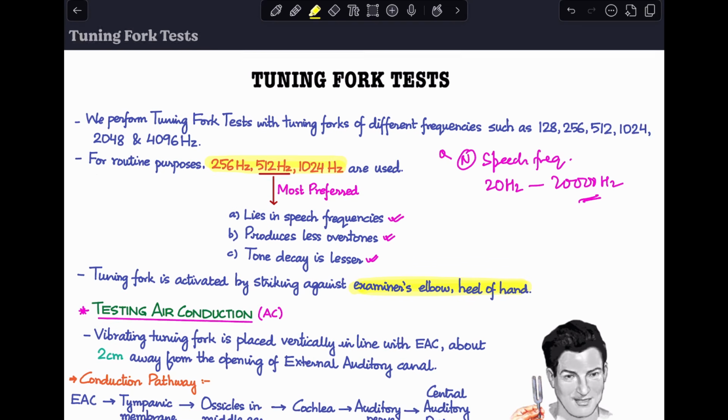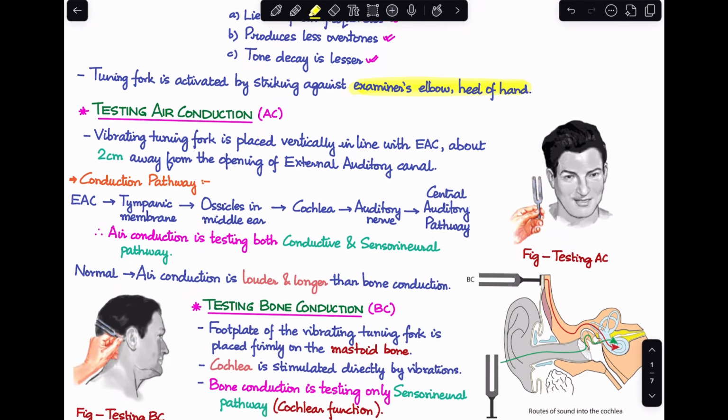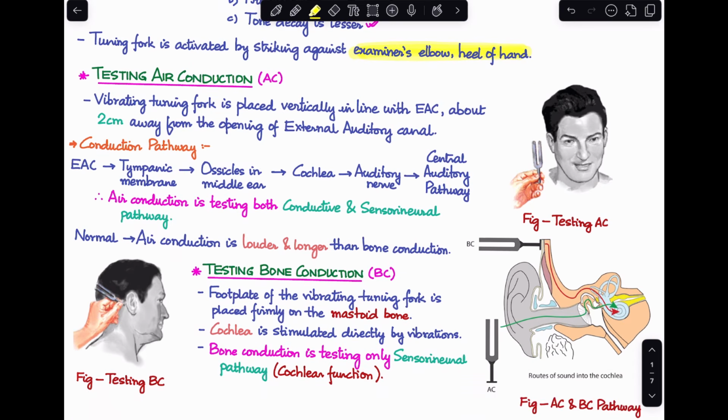Next, let's try to understand what are the two things that we test using a tuning fork. One is air conduction and second is bone conduction. Now let's look into each one of them. So in terms of air conduction, how do we test it? We'll take the vibrating tuning fork and we'll place it vertically in line with the external auditory canal.